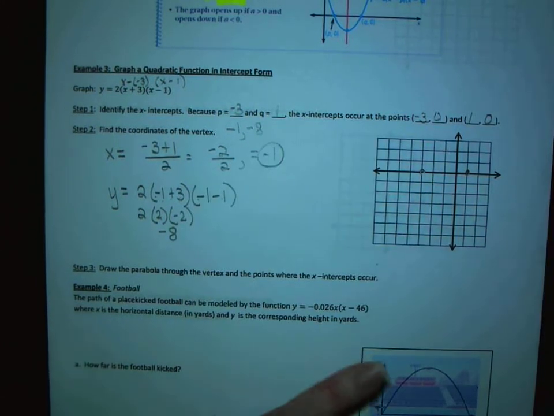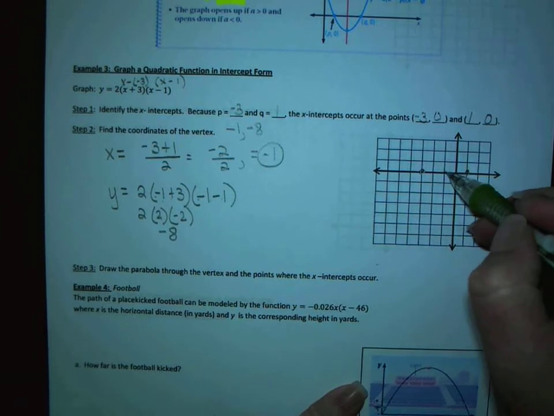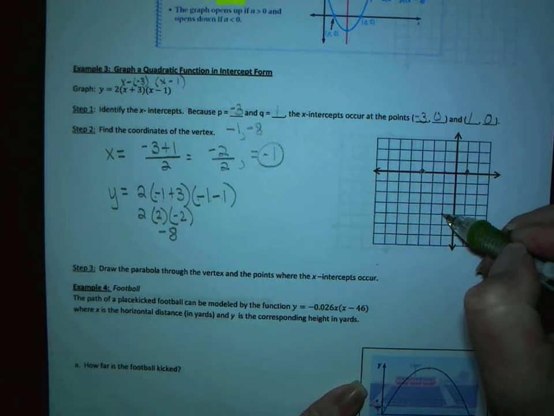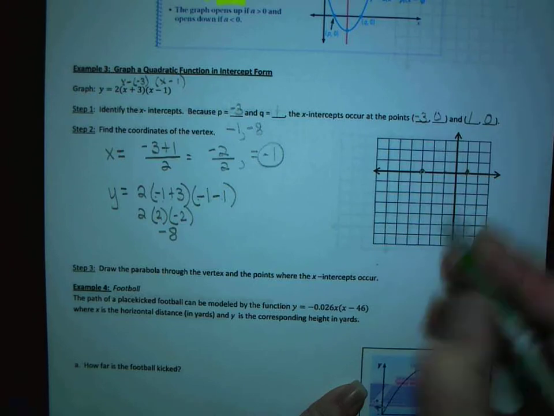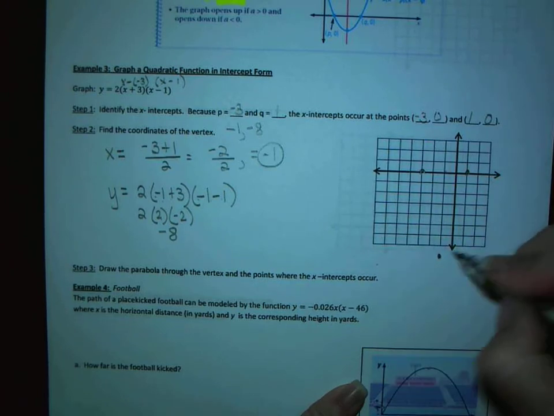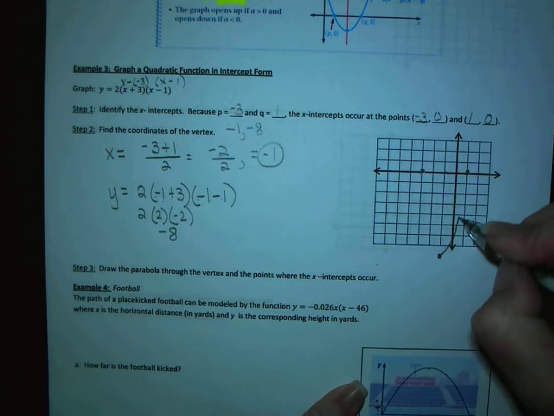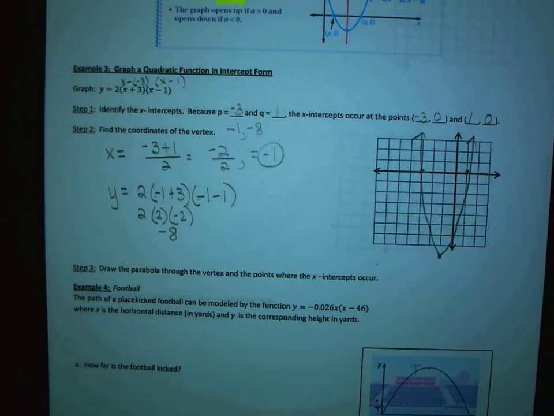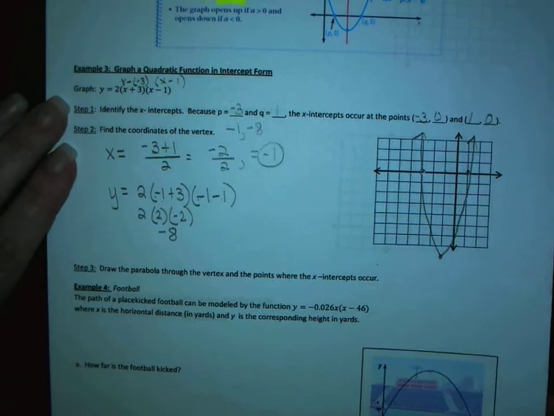Now it's going to go off the graph a little bit. So (-1, -8): 1, 2, 3, 4, 5, 6, 7, 8. That was my fault. I apologize, but you guys get the idea. All right, so there you go. There's your graph. That one's actually pretty simple.